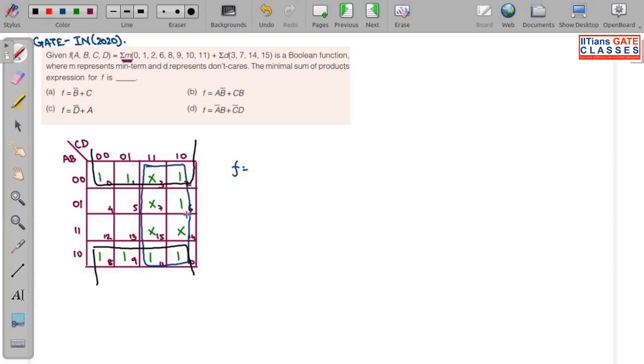If I write for this blue group, you can see in the column there is nothing common, but in the row side we have something common, and that is C. For this other group, what do we have common? If we see in the column we have B bar. So we are getting this expression. This is very simple and we can see this is option A.